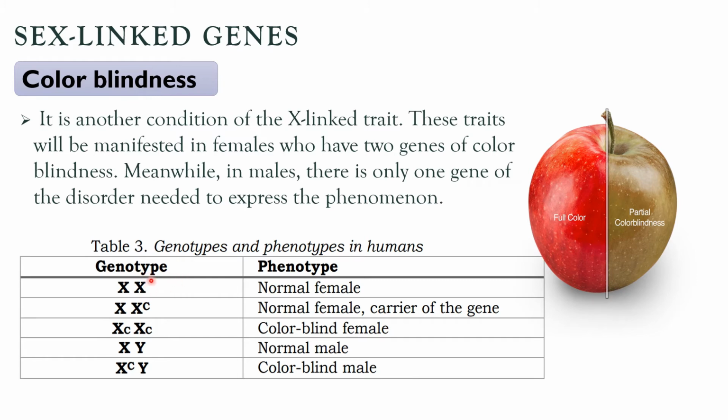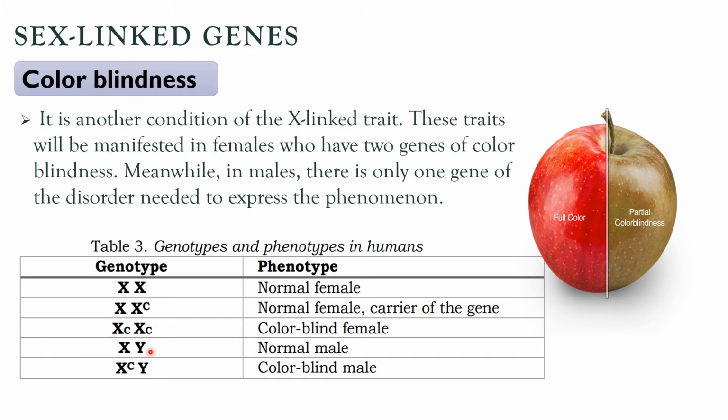So, if a certain female has XX chromosomes, therefore she is a normal female. If one of her X's carries colorblindness, the female is normal, but she is called a carrier of the gene. But if the two X's of the female's sex chromosomes carry the letter C, which represents colorblindness, therefore the female is colorblind.